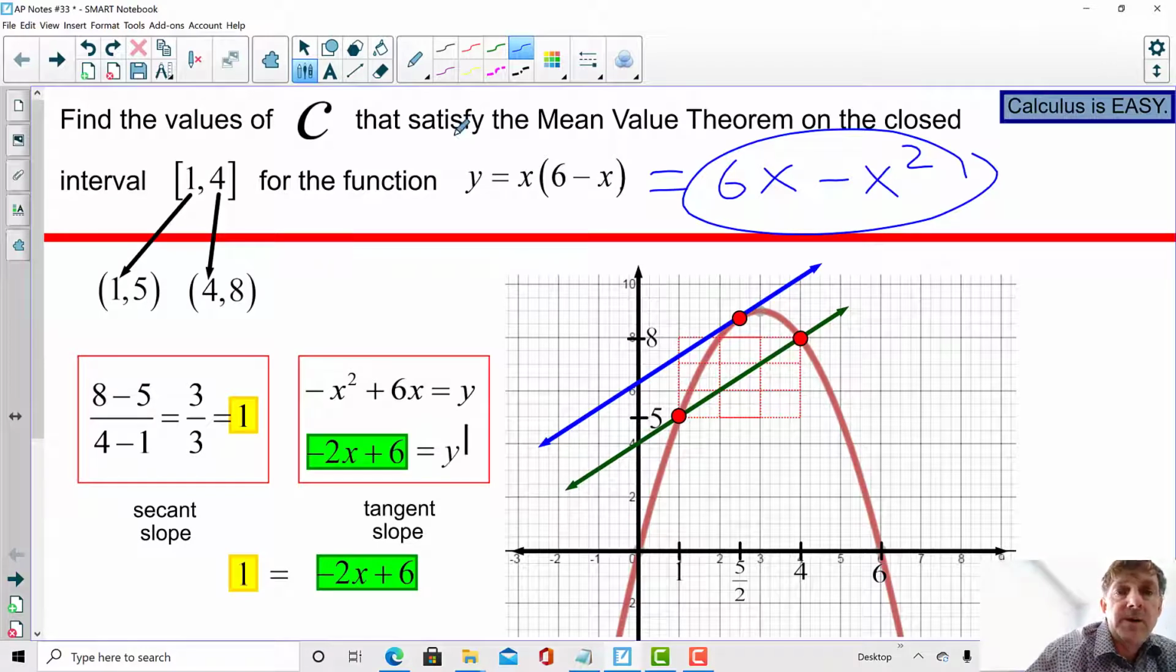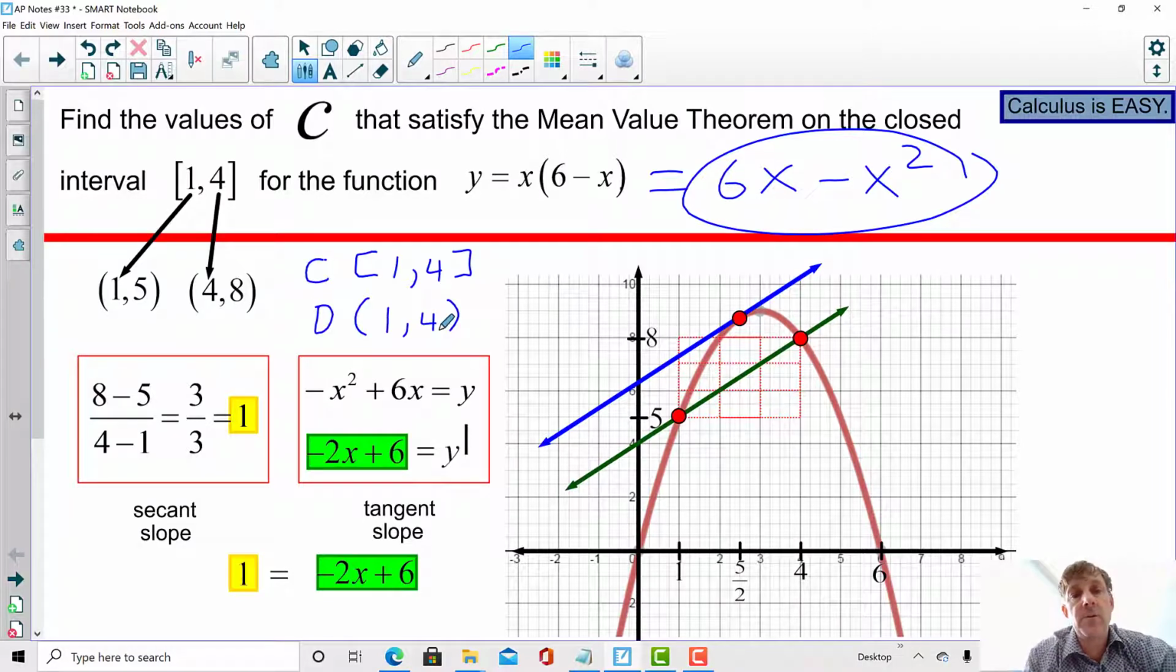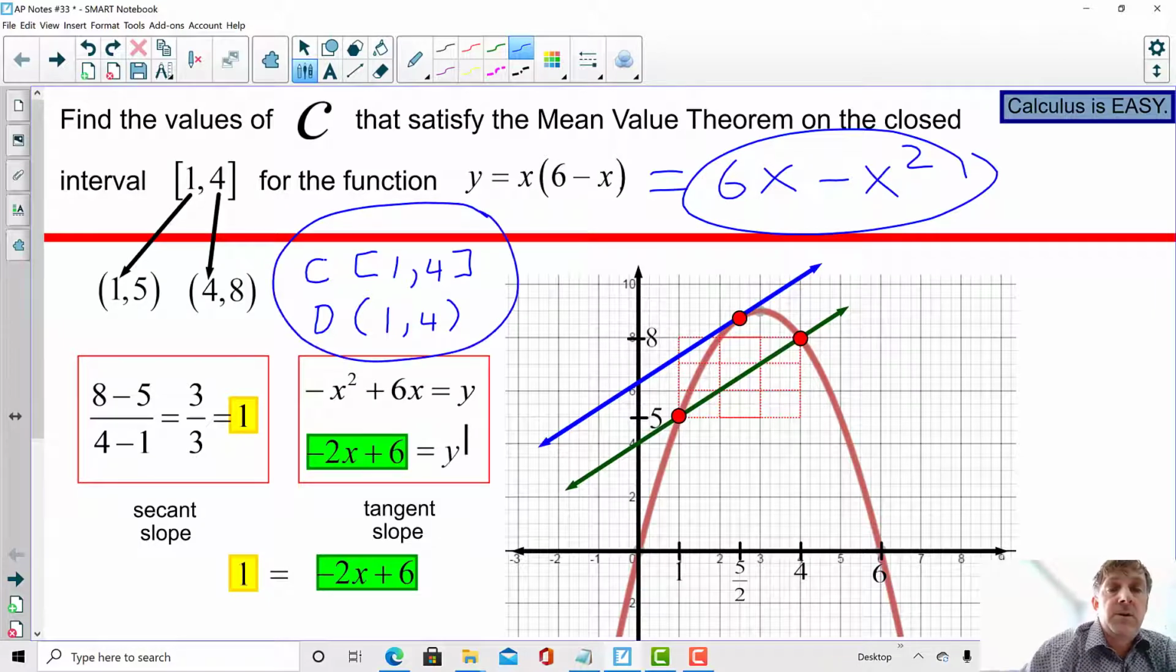In order to use the mean value theorem, we must be continuous on the closed interval, and we must be differentiable on the open interval. And because our function is a polynomial, we are continuous and differentiable everywhere. So we're definitely going to be continuous and differentiable on these small intervals here.